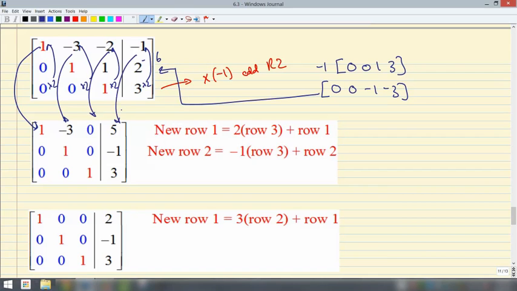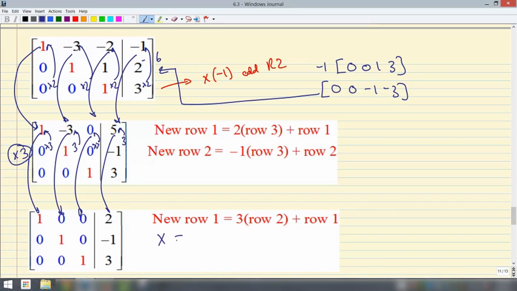6 minus 1, 5. Now we're going to take row number 2 and multiply everything by 3. 0 times 3, add it to 1. 1 times 3 is 3, plus negative 3, 0. 0 times 3, 0, plus 0, 0. Negative 1 times 3, negative 3, plus 5, 2. And now you have the reduced echelon form of the matrix.